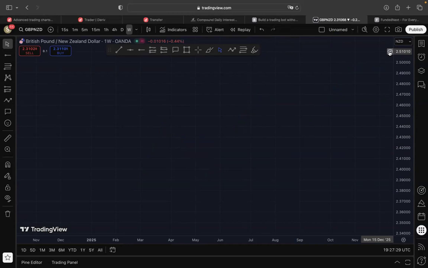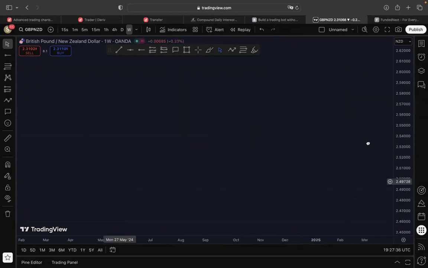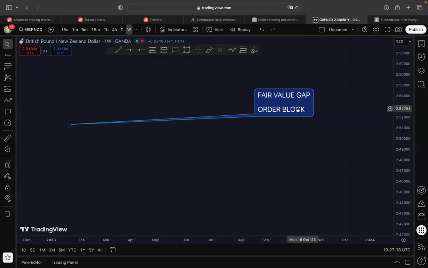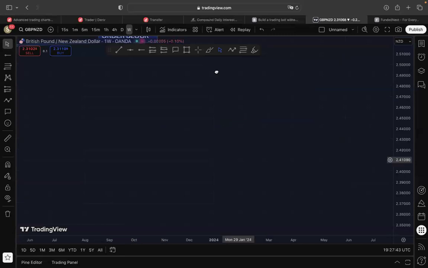We now know how to locate our fair value gap. Now, the next thing we are going to try and locate is order block, because, of course, we are talking about fair value gap and order block. So we understand what fair value gap means now. So what is order block? If you understand now what fair value gap is, let me show you.